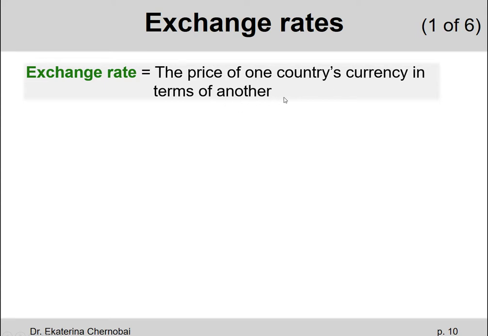So for example, you can think about traveling from the United States to Japan. If you exchange dollars into Japanese yen, you're basically buying Japanese yen. You're paying dollars for each yen that you want to have. So it's really the price.